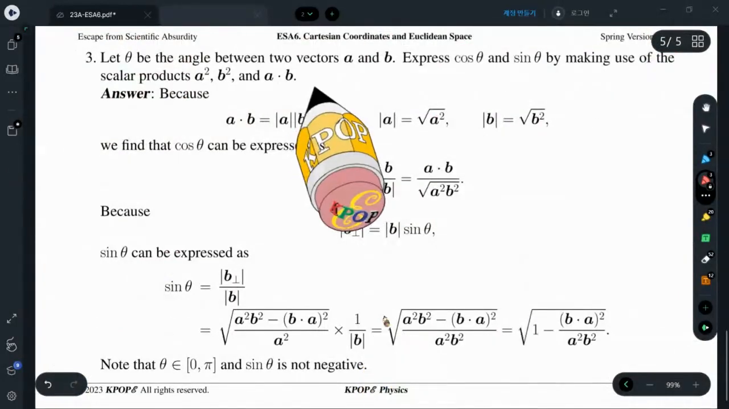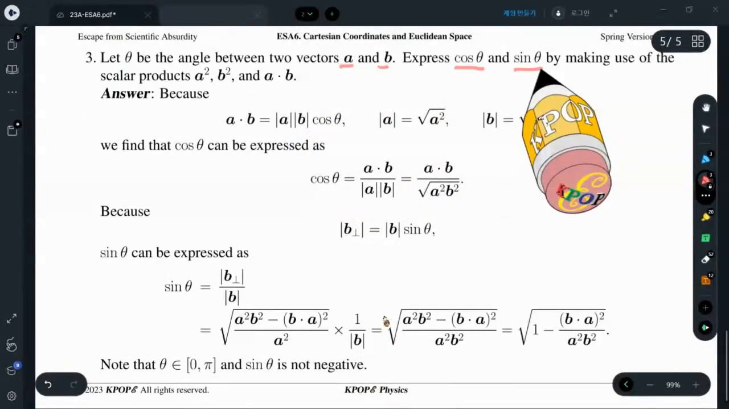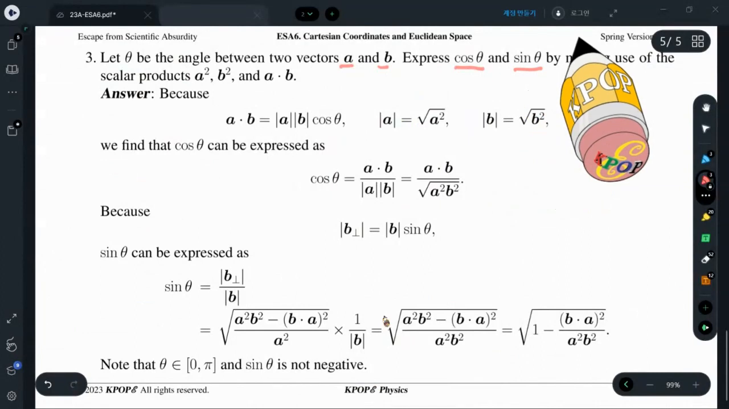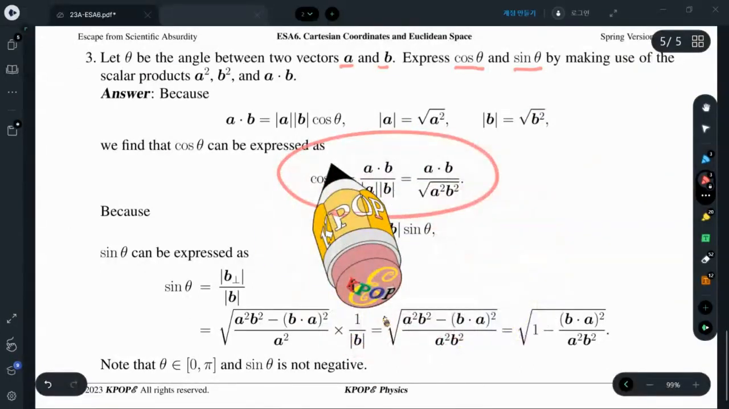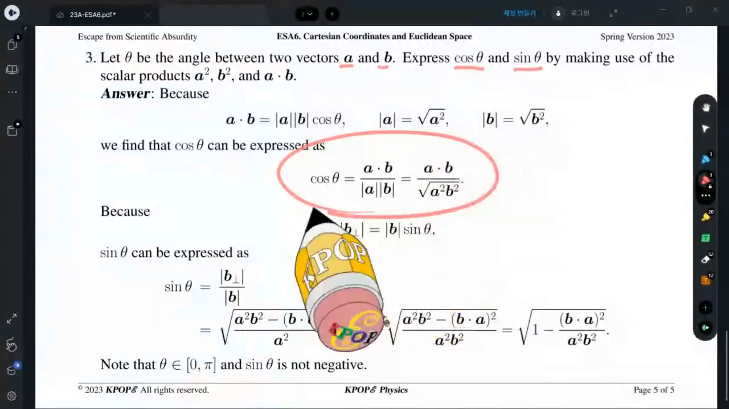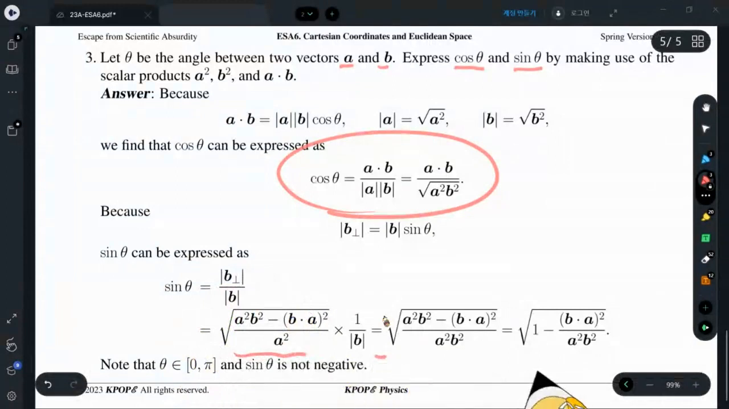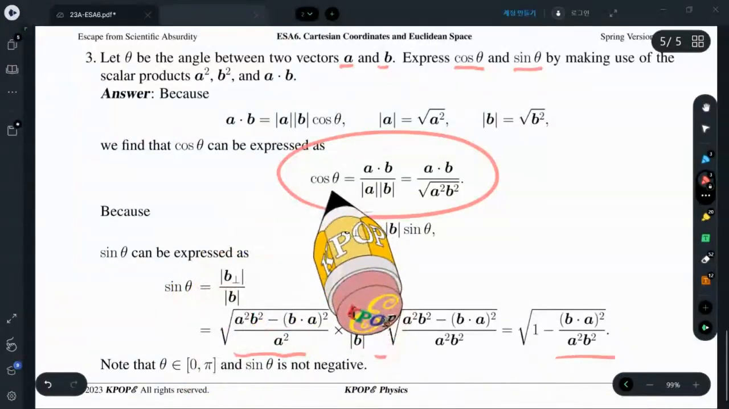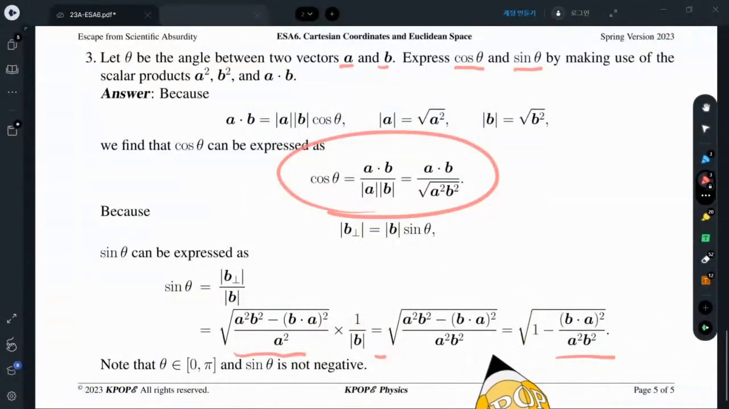Let theta be the angle between the two vectors A and B. Express cosine and sine. As far as cosine is concerned, what we have done is we just have shown this. What is sine theta? We already have shown this. So this is cosine and this is sine. We will make use of this formula frequently in the future.